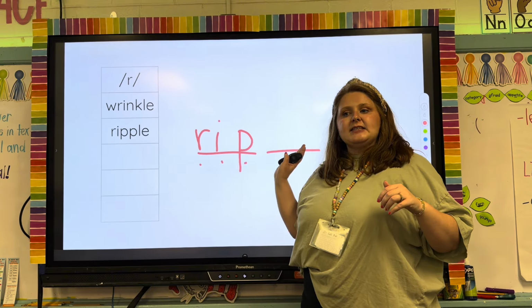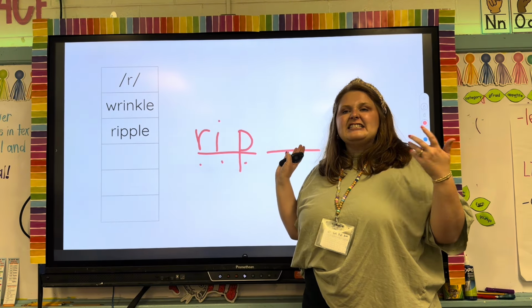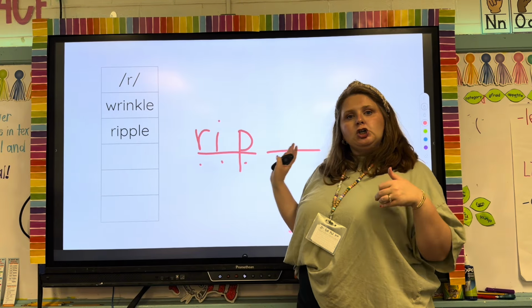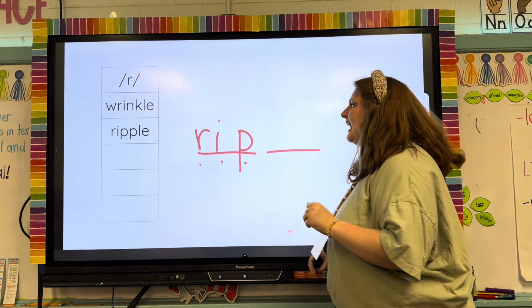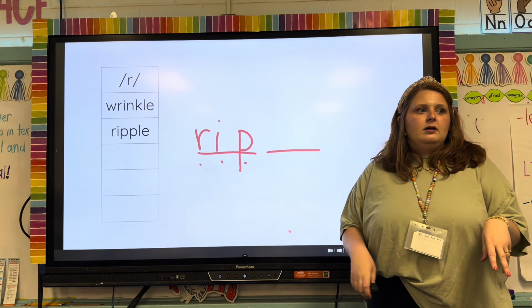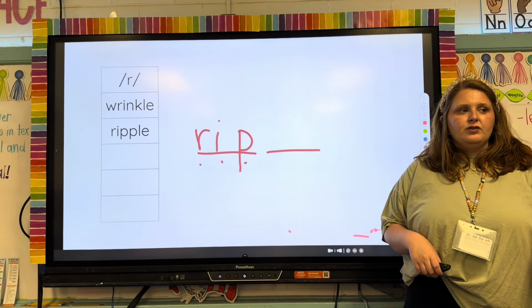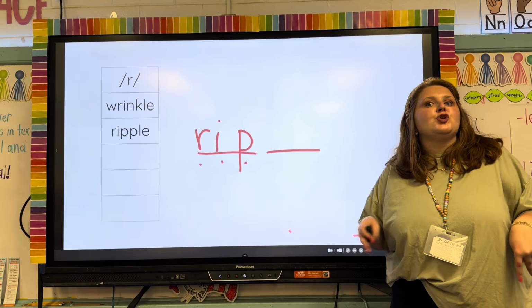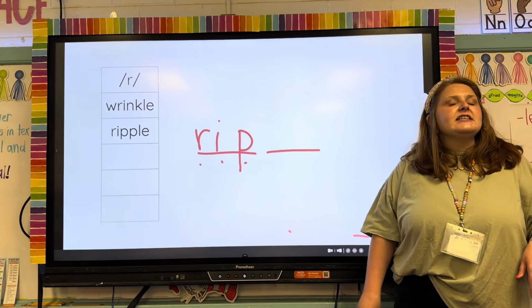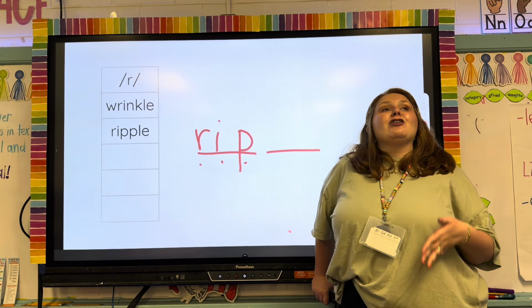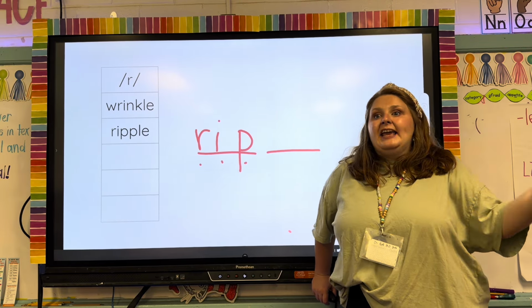Now, what's my second syllable? It sounds just like it'd be rip, right? But can I have an LE by itself? No. What has to be connected to an LE? A consonant. Now, how do I know that I'm using LE and not EL?